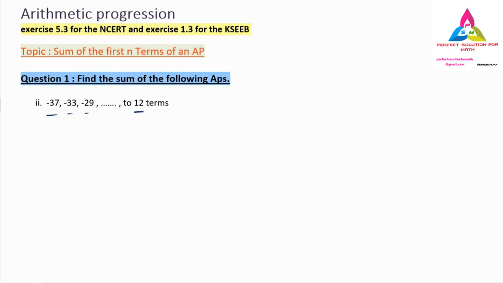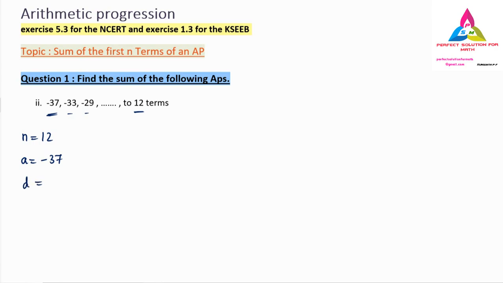So the n value to find: they have told you to find the 12th term, so n we can directly write down as 12. Then we need the a value. The a value is nothing but the first term. The first term over here is minus 37. Yes.